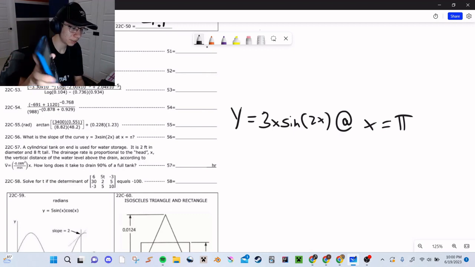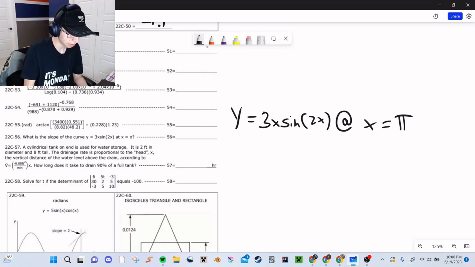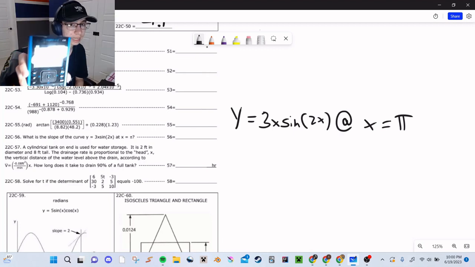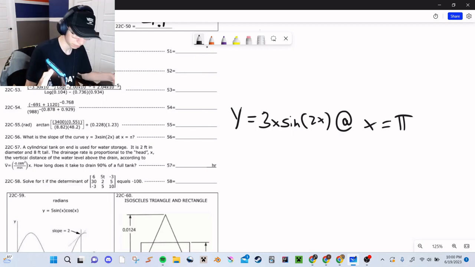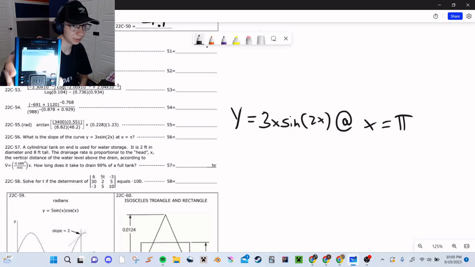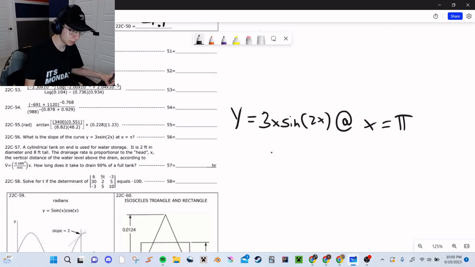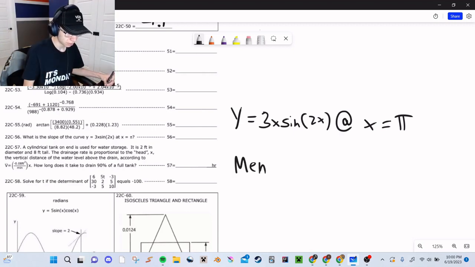I'm just going to enter my function, so 3 times x times sine of 2 times x, like this. Click enter, and it gives me my answer, just like that. So menu 4, 2 for derivative at a point. We get 18.8.